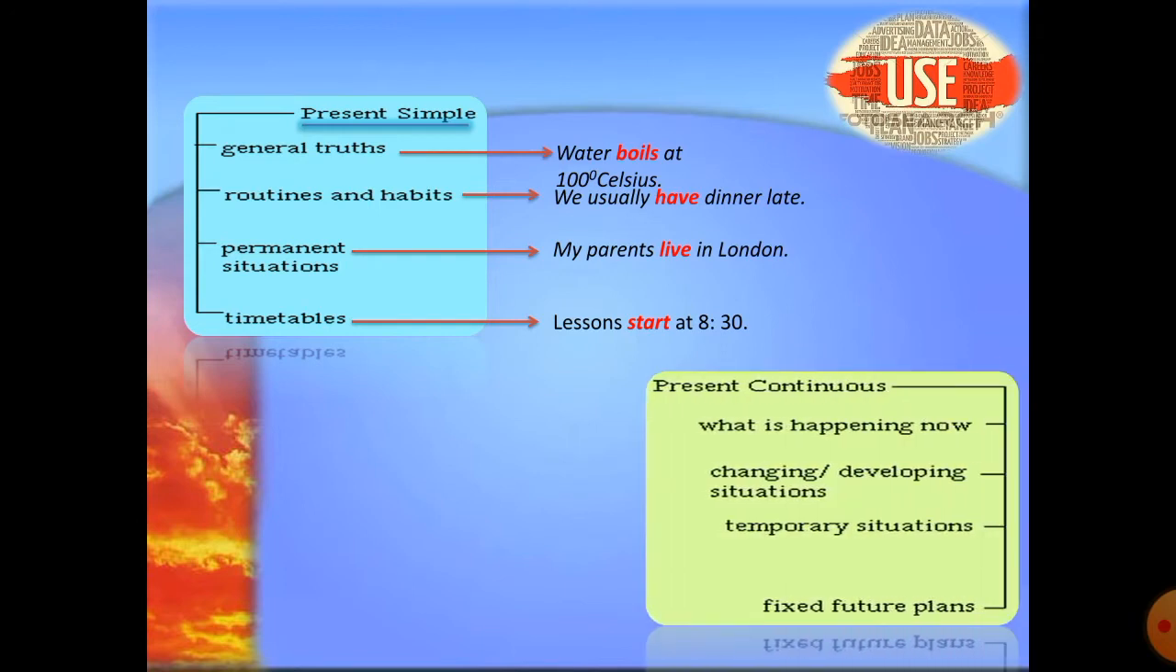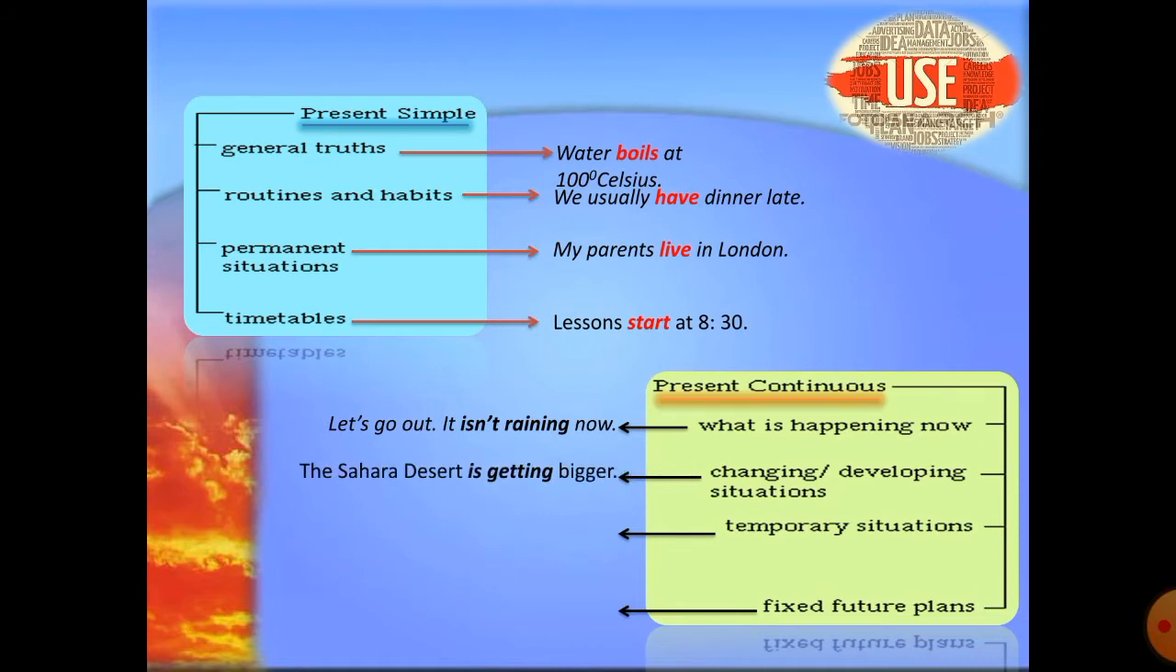Now, for the present continuous, we use it for something that is happening now, for developing situation, and also for temporary situation, and last but not least, for fixed future plans. We'll talk about this next time, fixed future plans. For example, let's get out. It isn't raining now.